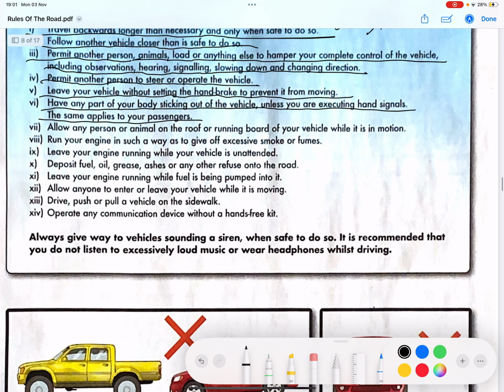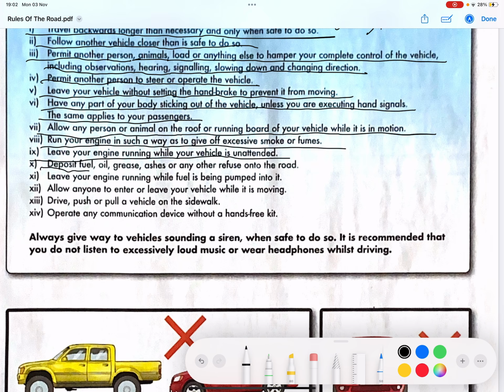You may not allow any person or animal on the roof or running board of your vehicle while it is in motion. You may not run your engine in such a way as to give off excessive smoke or fumes. Okay? And you may not leave your engine running while your vehicle is unattended. Awushiyi imoto iduma. You are not allowed to do that. Before you leave your car, when you are pouring petrol, make sure that the engine is not running.